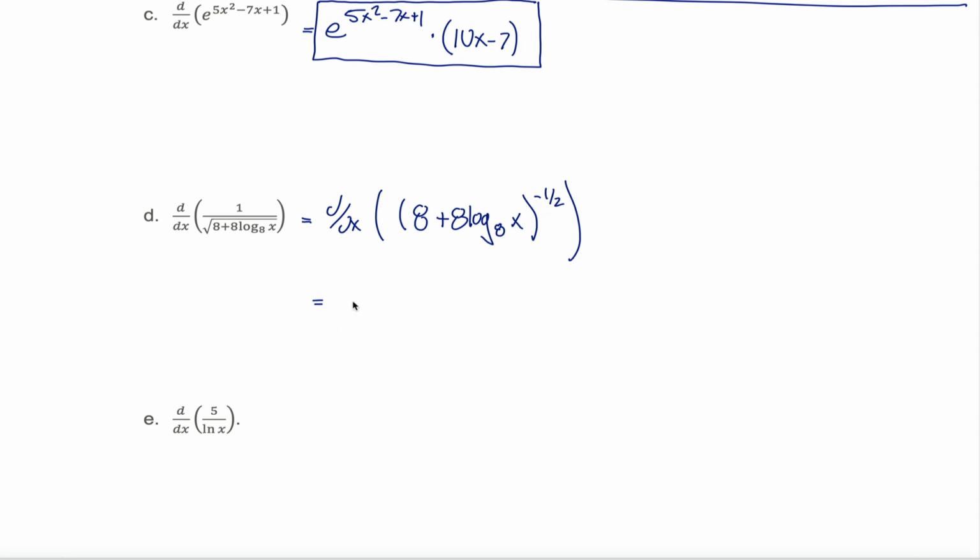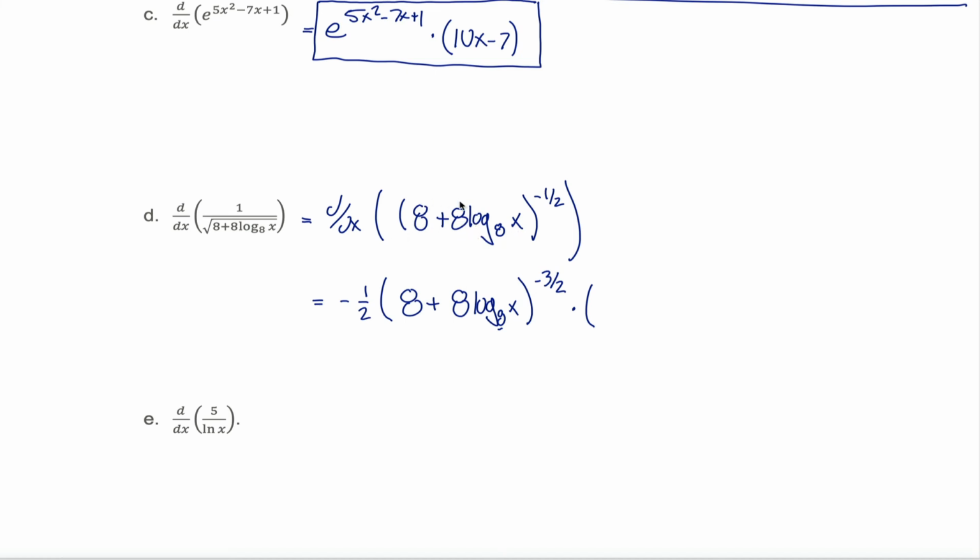So if we were using the chain rule, we take that exponent down in front, and then we'd subtract 1 from the exponent, and then we'd leave the inner layer, which would be in a lighter blue, completely alone. 8 plus 8 times the log base 8 of x. But then we wouldn't be done. We'd have to multiply that answer by the derivative of this stuff. What's the derivative of this stuff?